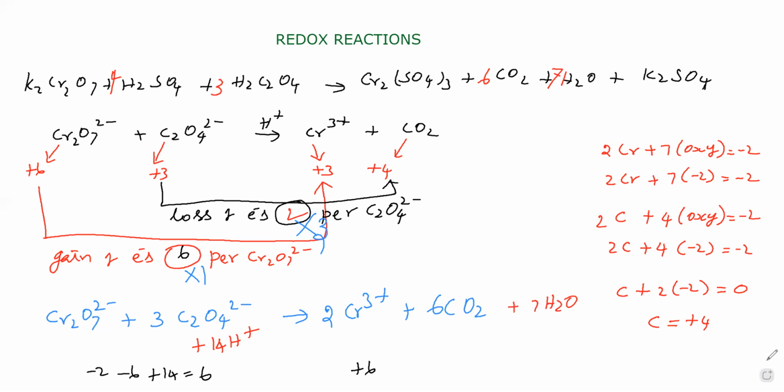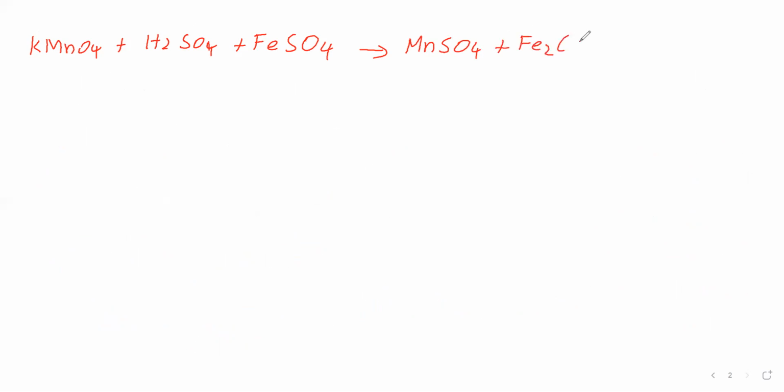Next equation we will take for balancing by the same ion electron method or half reaction method. We will take potassium permanganate, sulfuric acid, then ferrous sulfate, then MnSO4, ferric sulfate, water, K2SO4. Now this redox reaction is there. Let us balance this redox reaction by the ion electron method or half reaction method.